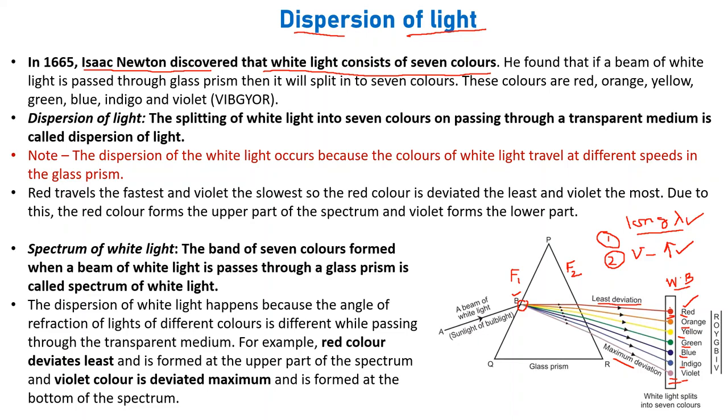This is a very important question. Which light deviates least? Red light. Which light deviates most? Violet light. So on the top of the spectrum, which light comes? Red light. At the bottom of the spectrum, which light comes? Violet light.